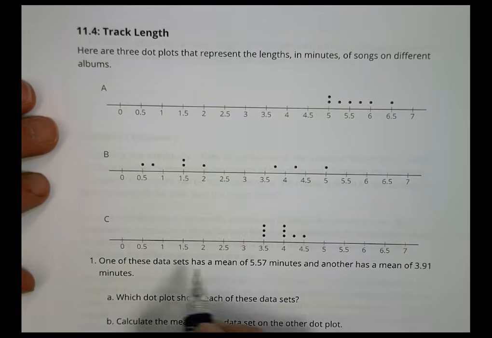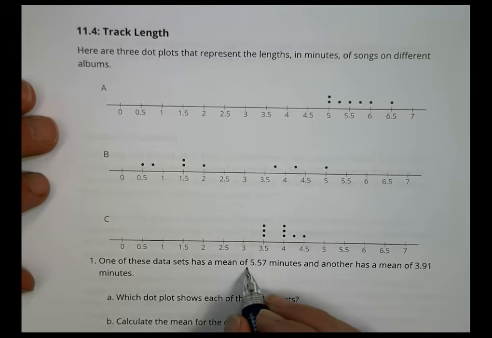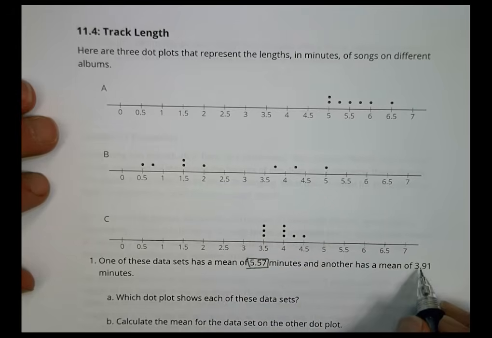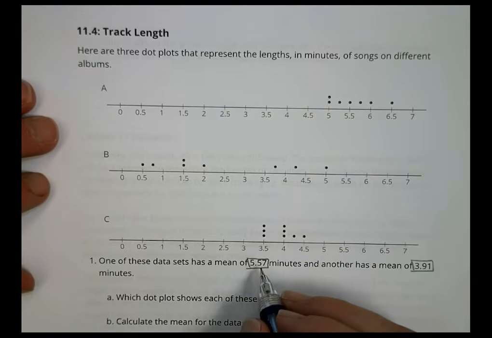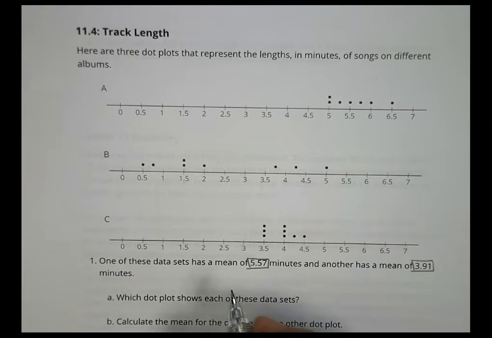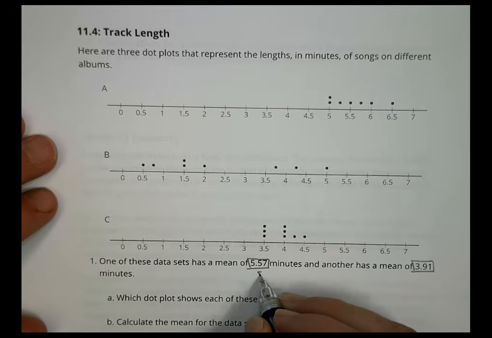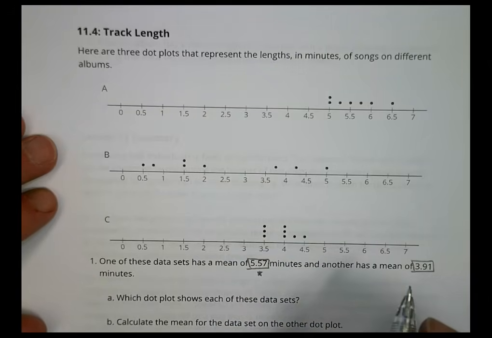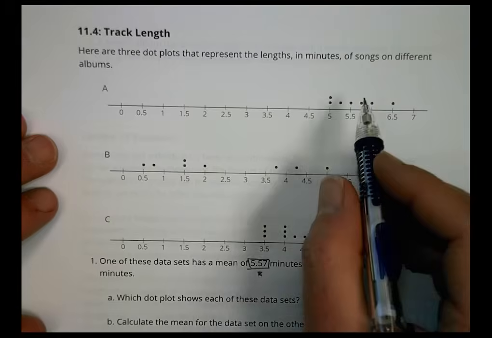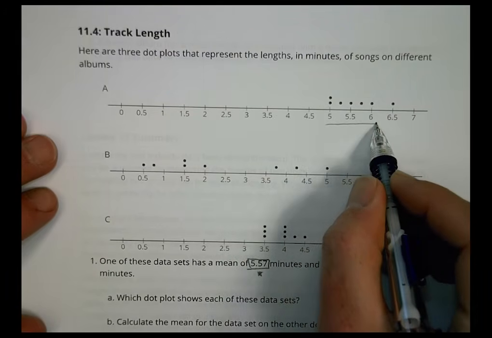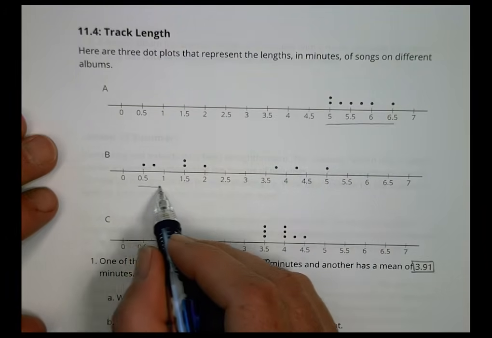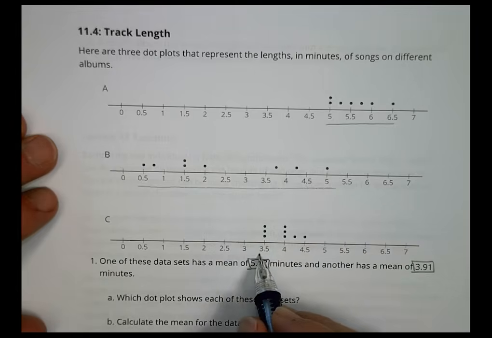One of these data sets has a mean of 5.57, another has a mean of 3.91. So again, mean is looking at a central tendency, what's in the middle of all these things happening here. Which one makes the most sense because it belongs in the middle? Which one of these looks like it might have an average of about 5.57? Well, this is in the 5 to 6 range here. This is spread out everywhere, and this is in the 3.5 to 4.5 range.